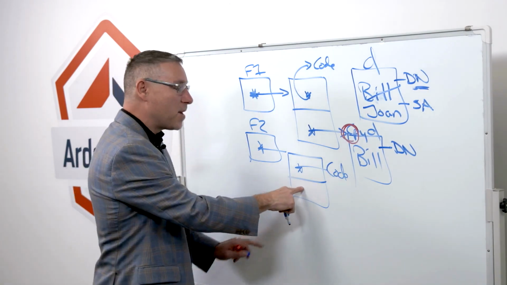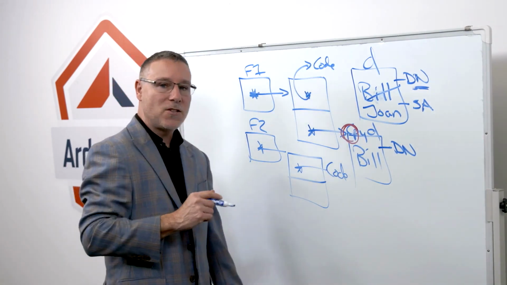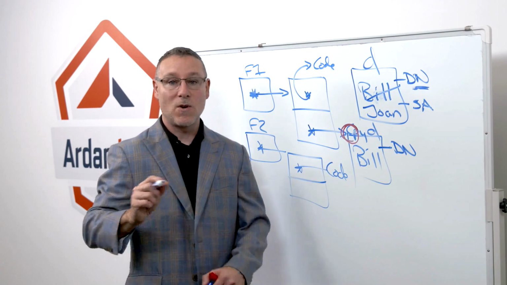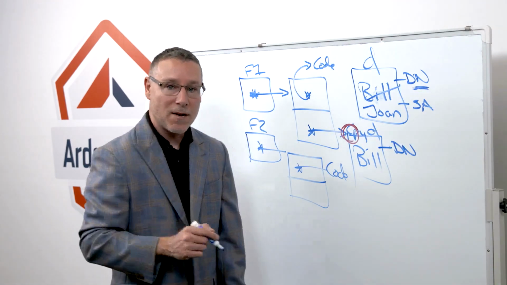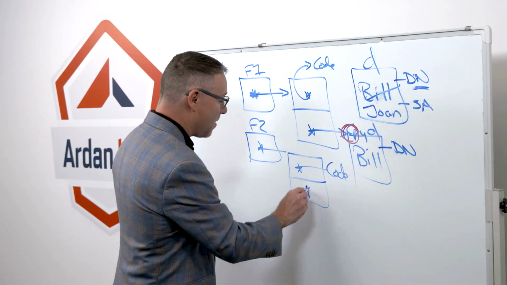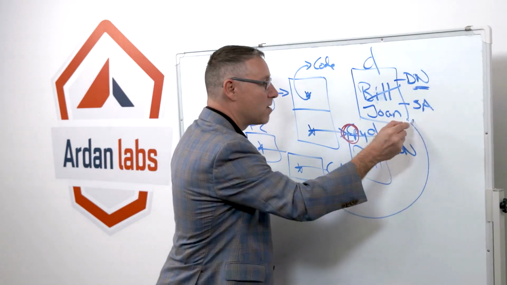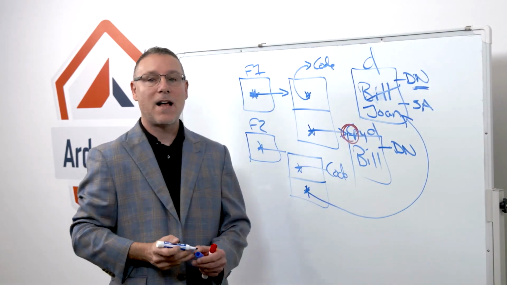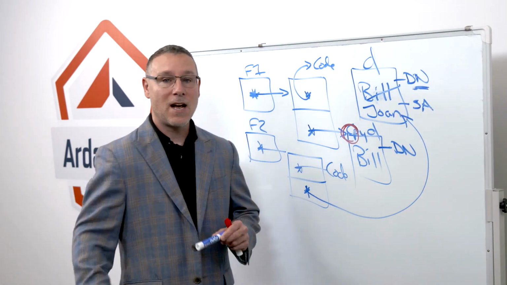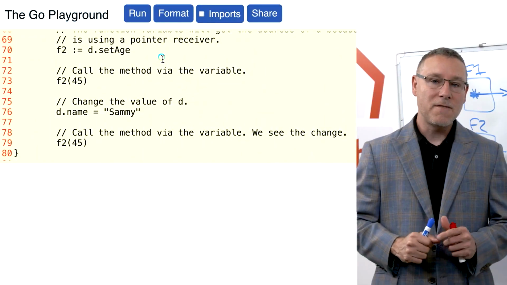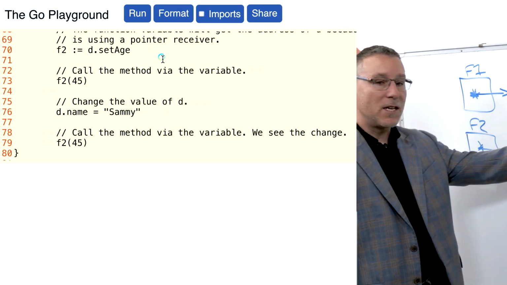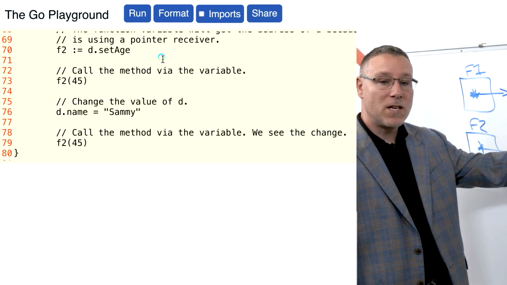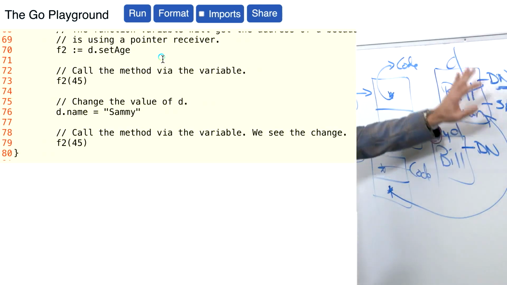And what happens here? Well, set age is using pointer semantics. And what does pointer semantics mean? It means shared access. So we're not going to make a copy in this case. This pointer now gets to point to the original value. Interesting. So now what does that mean? It means on line 73, when we call f2, what's going to happen is we're going to see Joan, right? We would see Joan. We're operating against this right here.